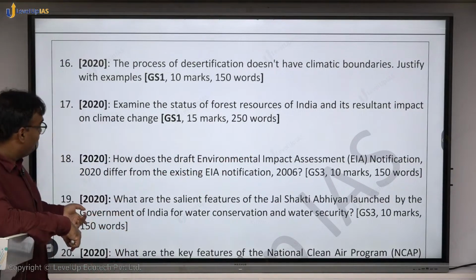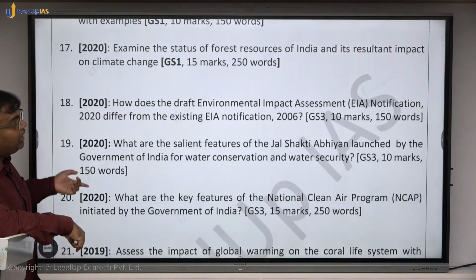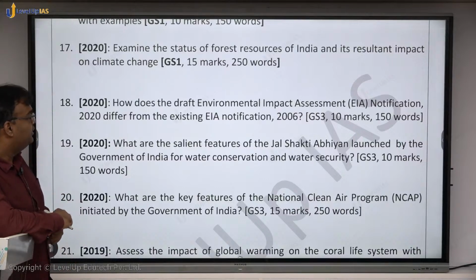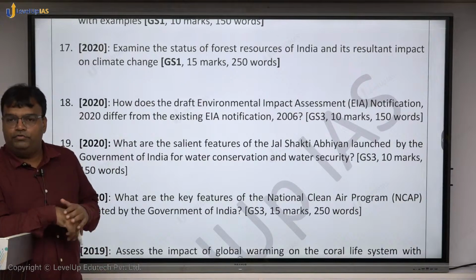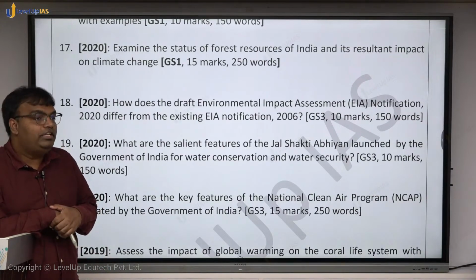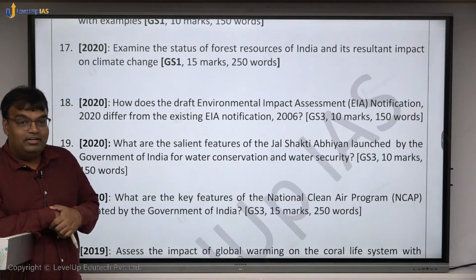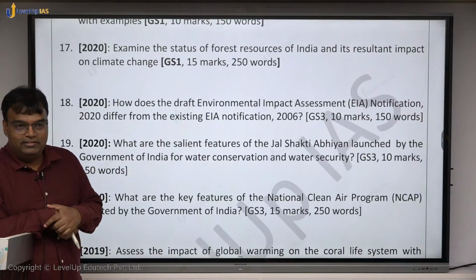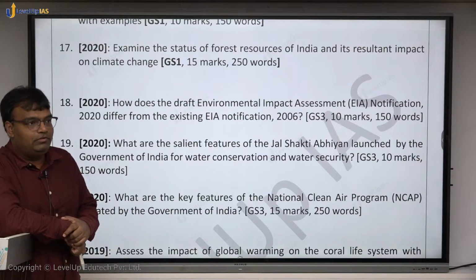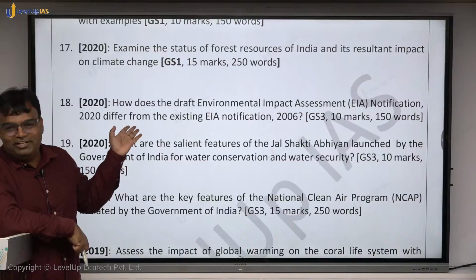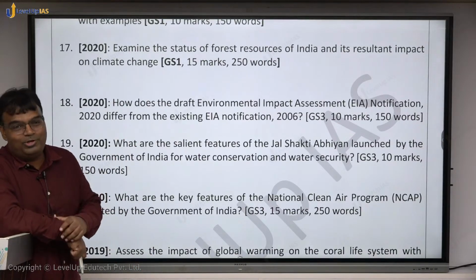Okay, then how does the draft EIA notification differ from the existing EIA notification? There's an EIA notification 2006. In 2020, the government brought a draft notification to change it. Now, sometimes teachers tell you, "Things that have not finally been passed yet, don't pay attention to them." This has not been passed even till now, but it was so controversial.